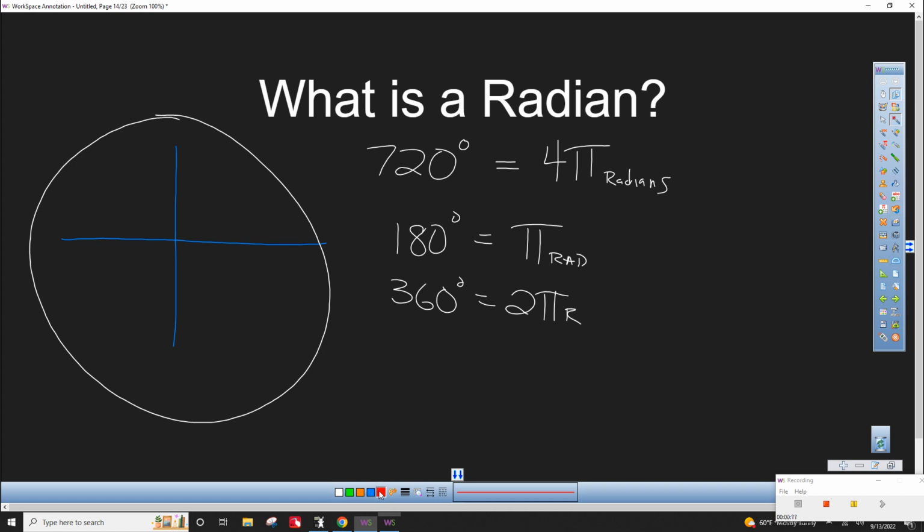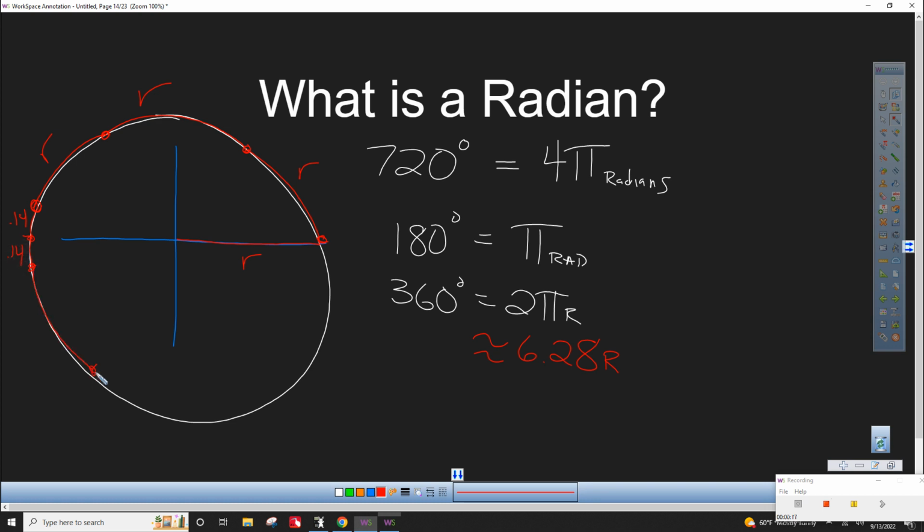If this is our radius here, then there are 2 pi of those in 360 degrees. Well, what does that mean? This is about 6.28. So that means there are about 6.28 of those. Oh, I get it. So look, that is a radian. And that's a radian. And that's a radian. Just so you know, that's 3.14 radians.